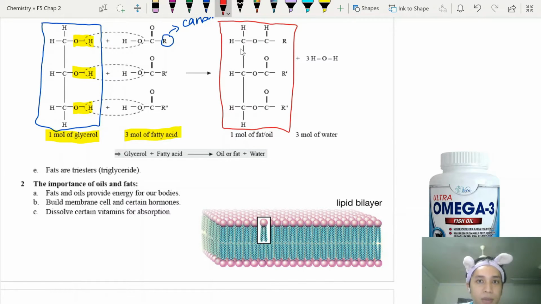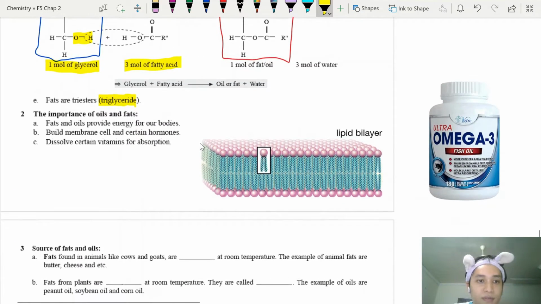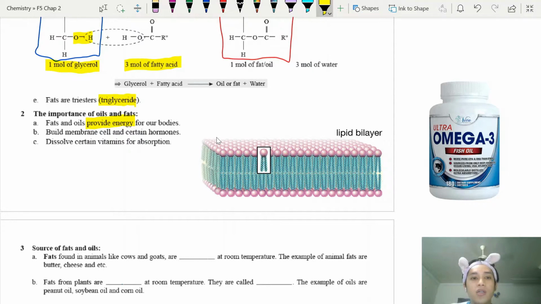Now if you've learned in your biology, triglycerides, I mentioned this previously. This is an example of fat that is in our body, triglyceride. So why do we need fats? This one you learned during your lower level science: we need fats to provide energy. Basically, one mole of fat will produce a certain amount of joules of energy that our body needs.